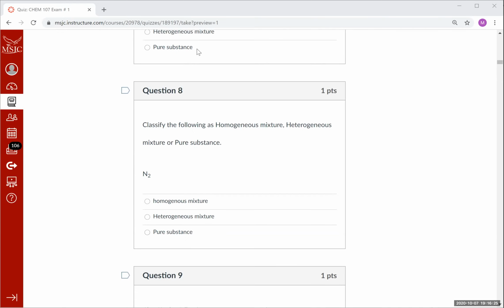So we're looking at nitrogen. So nitrogen, is that a mixture or a pure substance? Just pure substance. Yep, exactly right. We only have one unique chemical formula as part of this pure substance.